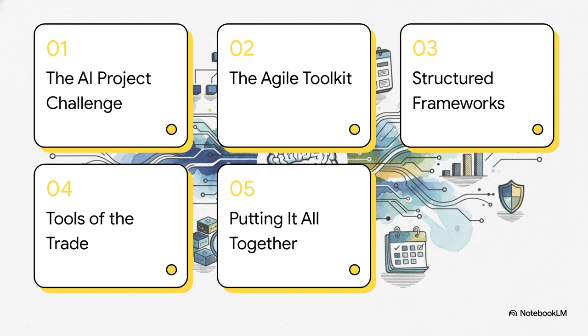So here's our game plan for today. First, we'll get into why AI projects are such a unique beast. Then we'll check out two very different toolkits, the super flexible agile approach and the more rigid structured frameworks. After that, a quick look at the software that brings it all to life, and then we'll tie it all together to help you start building a real strategy.